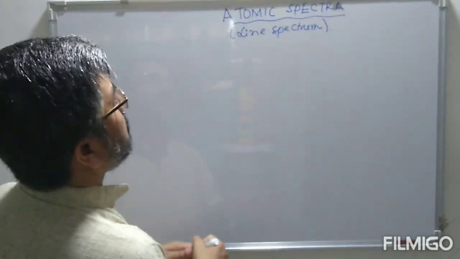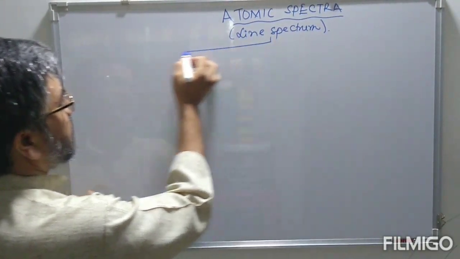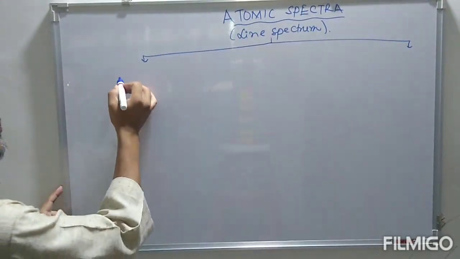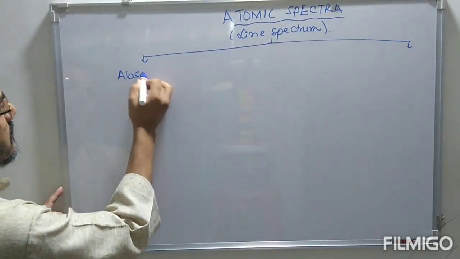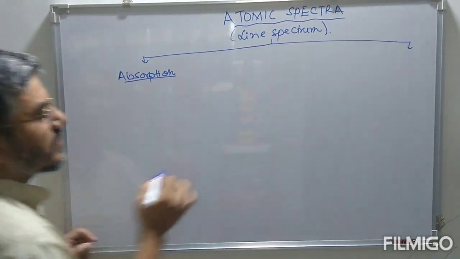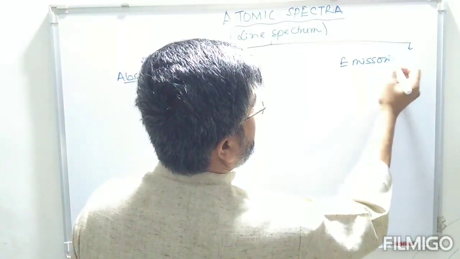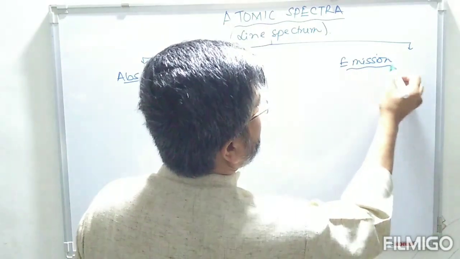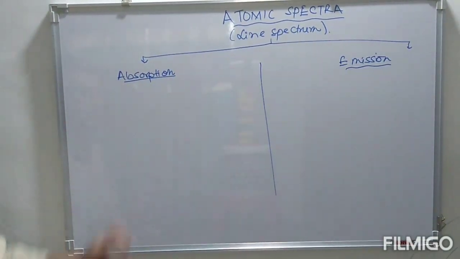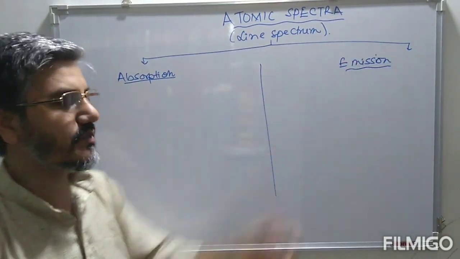So this atomic spectrum is of two types, as I have discussed. One is known as absorption spectrum, the other one is known as emission spectrum. So we have these two types of spectrum, absorption spectrum and emission spectrum.